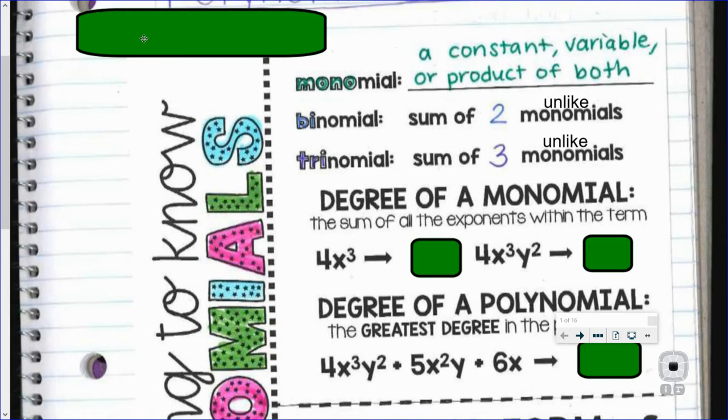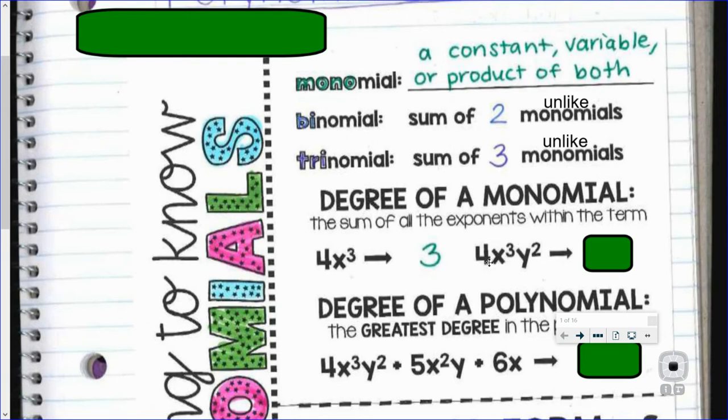The next part you want to pay really close attention to, we're talking about a monomial can have a degree. Here's what we mean when we say the degree of a monomial. It's the sum of all the exponents within the term. For example, 4x to the third power. I have an exponent of 3. So the degree of 4x to the third power is 3. It has a degree of 3 because I'm looking strictly at that exponent.